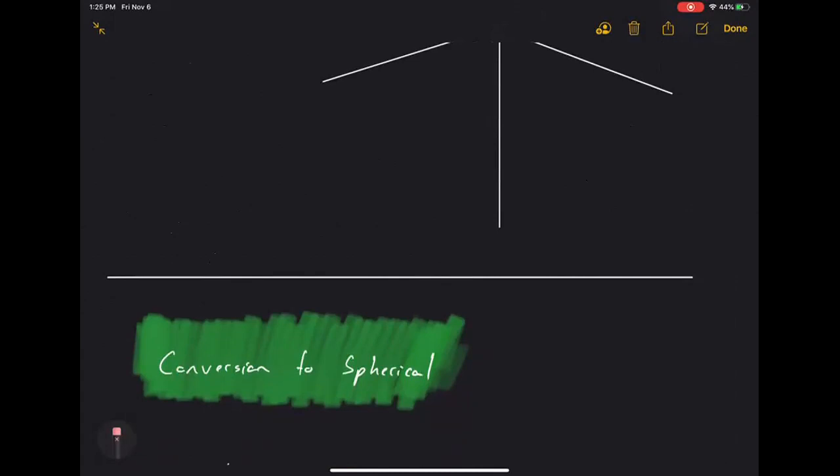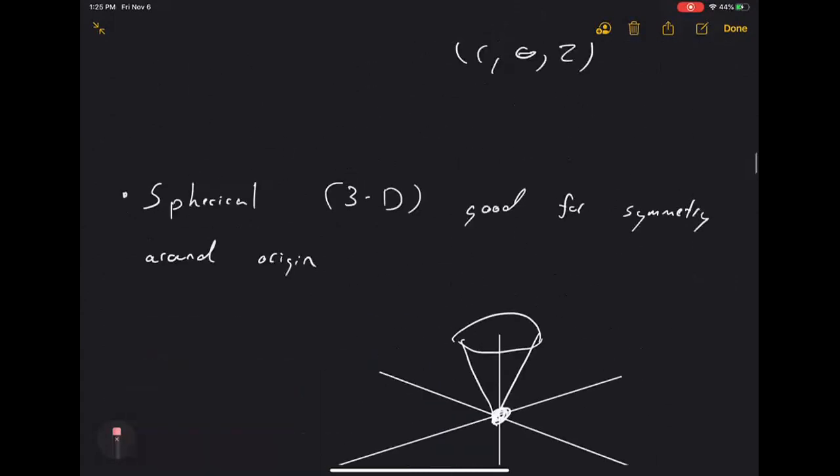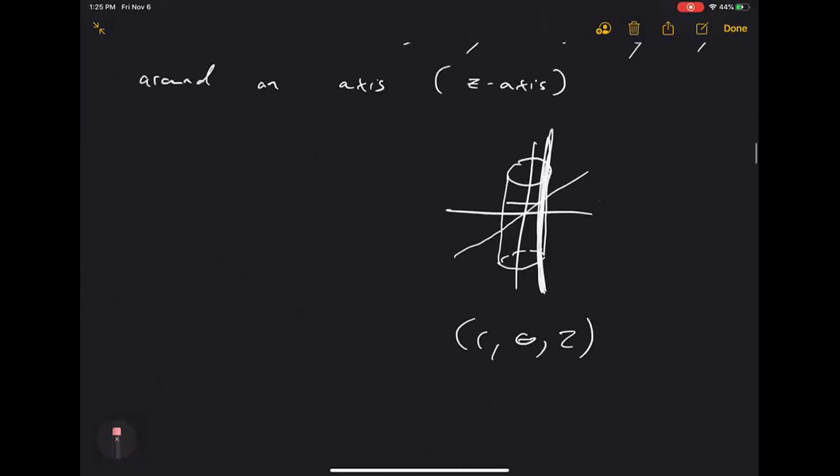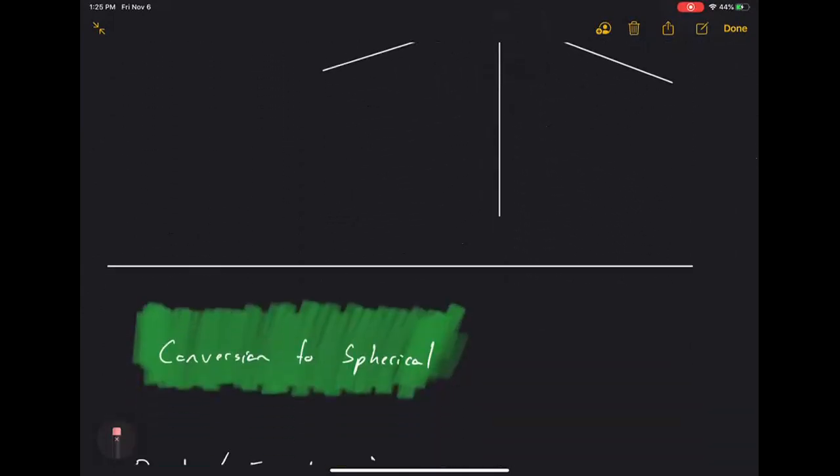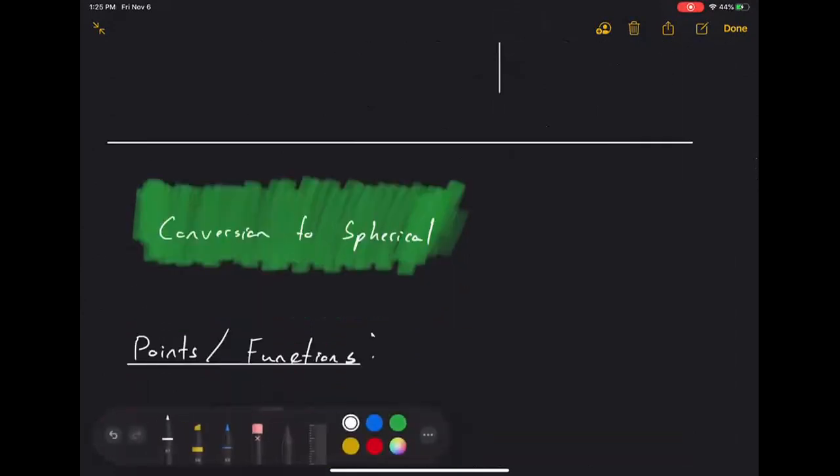Okay. So we want to begin the process of taking a function in Cartesian coordinates and converting it to spherical coordinates.